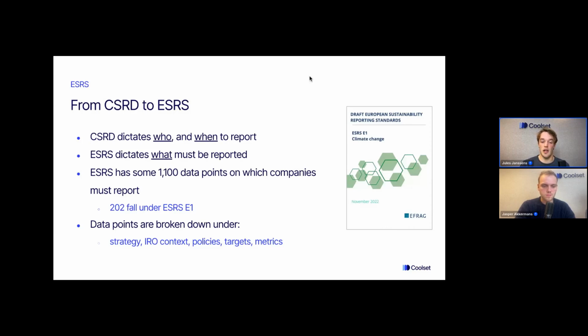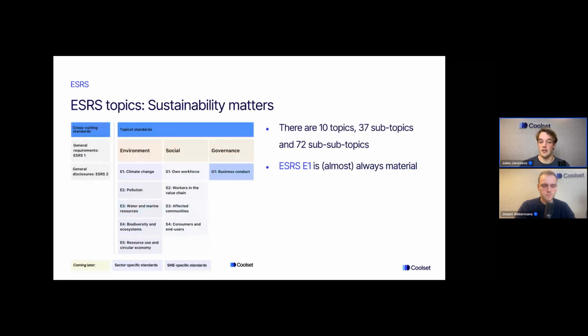The ESRS have over 1,100 data points to which companies must report. 202 of them fall under ESRS E1. And these data points are broken down in different categories, namely strategy, IRO context, so impact, risk, and opportunities, policies, targets, and metrics. There are 10 topics in total, under which 37 subtopics and 72 sub-subtopics. Today we'll focus on ESRS E1, part of the environment pillar. And ESRS E1 will always be material for almost all companies.